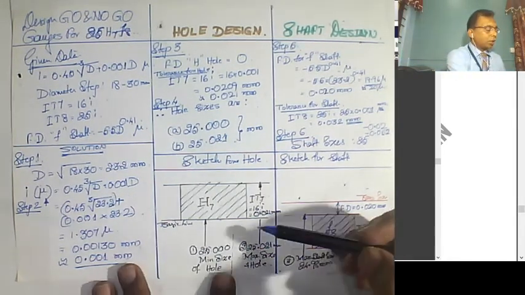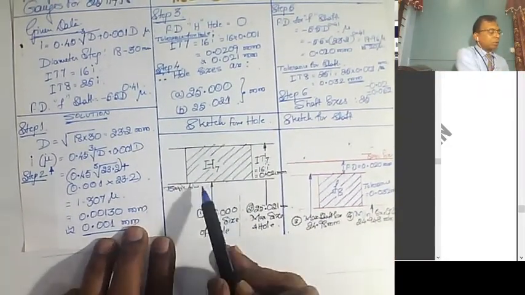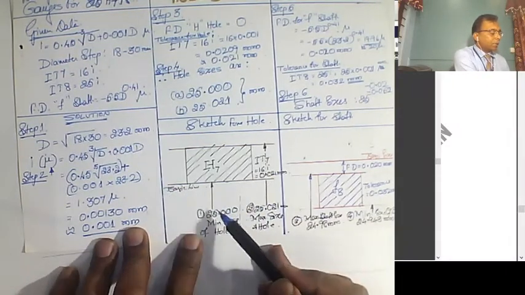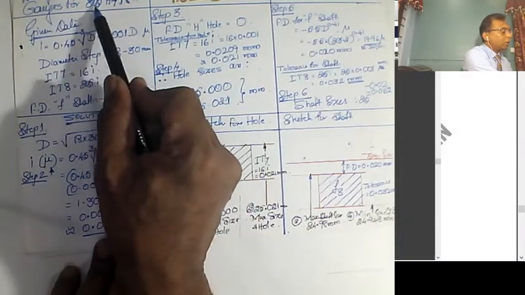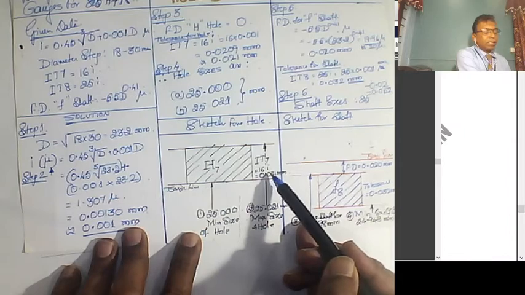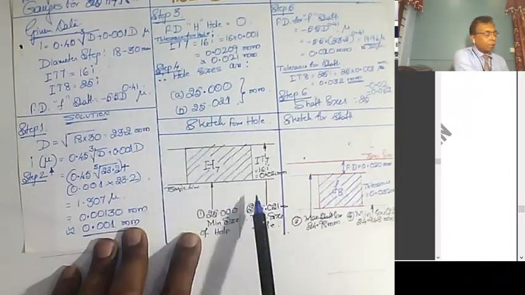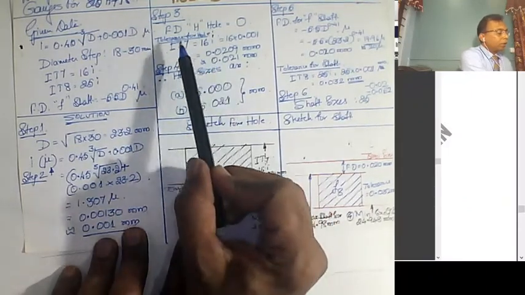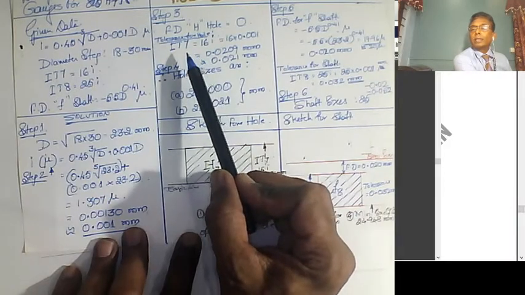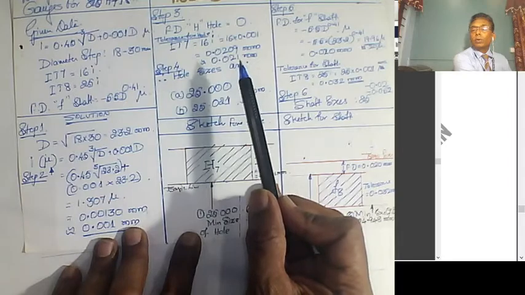I have drawn a sketch here for convenience. With a drawing, it is always much easier to understand. This is the basic size, 25 mm, which is already given here. Next, the IT grade is 7, and IT7 is also given as 16i in the examination, can you see here? Then we need to find out the FD, the fundamental deviation for the H hole, which is 0. Next, IT7 is equal to 16i, 16 into 0.001, you get 0.021.